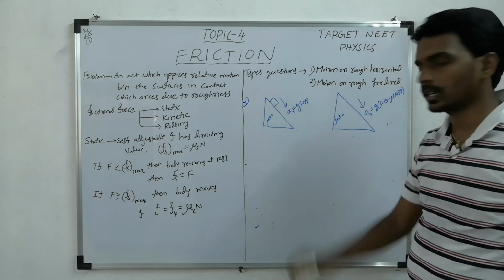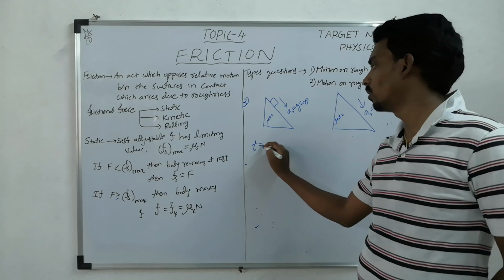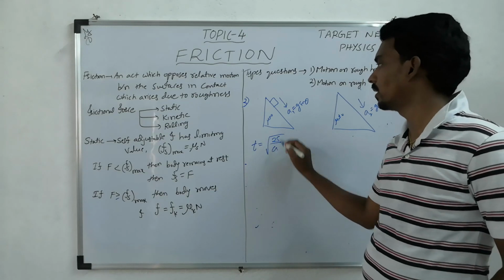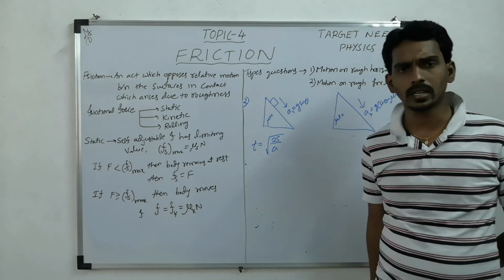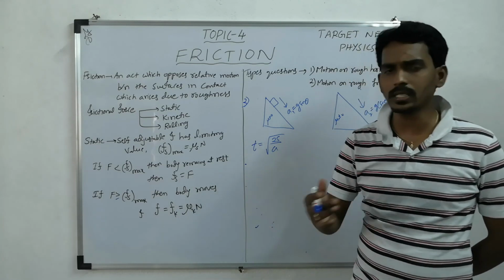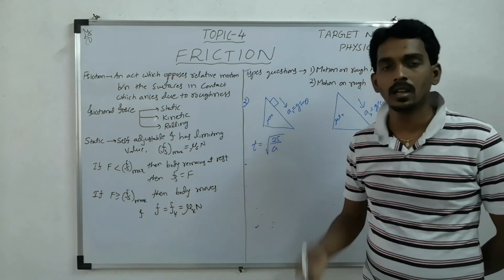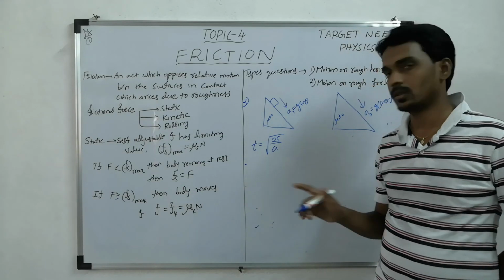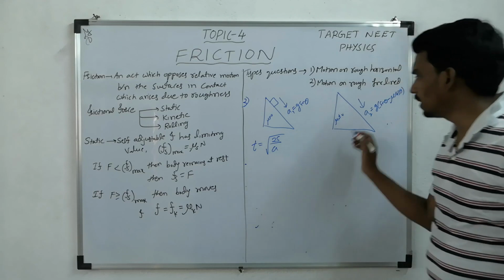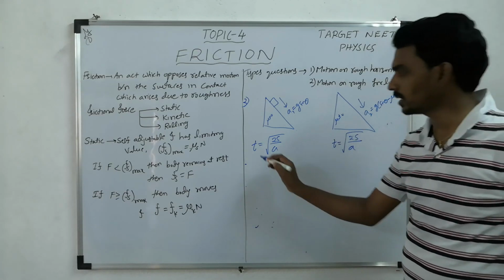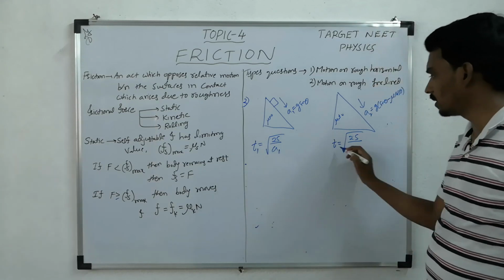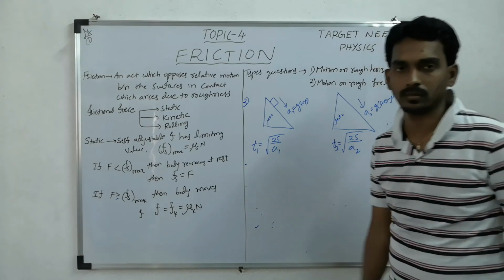Then what is the time taken to reach this? T equal to root of 2s by a, where s is the length of the incline. Because acceleration is constant. For constant acceleration, what is the time taken to cover some distance starting from rest? We have seen in kinematics. Similarly, here also the same formula, under root 2s by a. But this is the time t1 because a1. This is the time t2, this is a2.